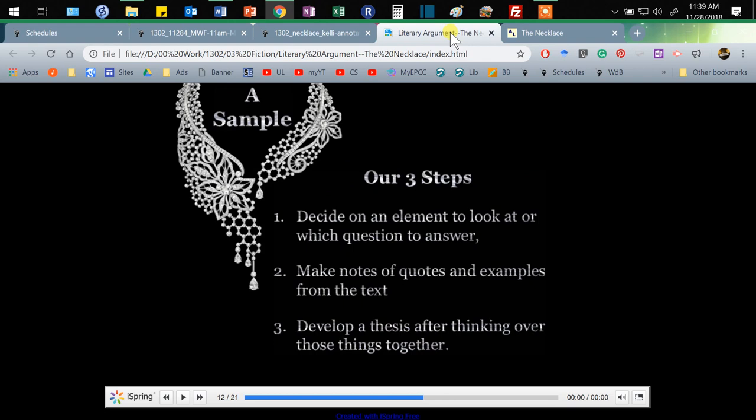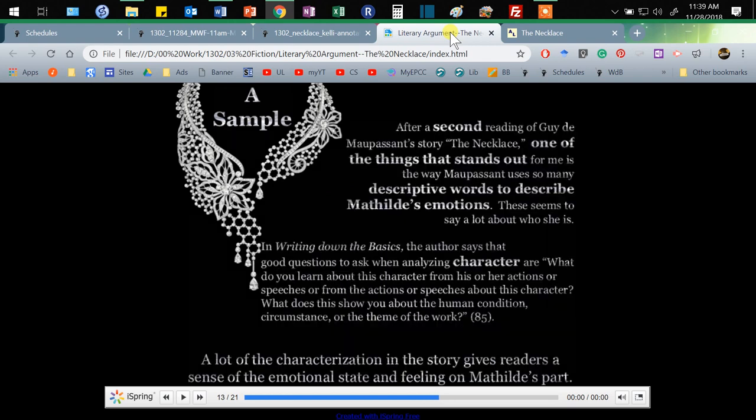All right, three steps. What I want to do is look at Mathilde. I'm going to show you how I started, and then we'll look at the essay that I wrote from this. This is my starting point.